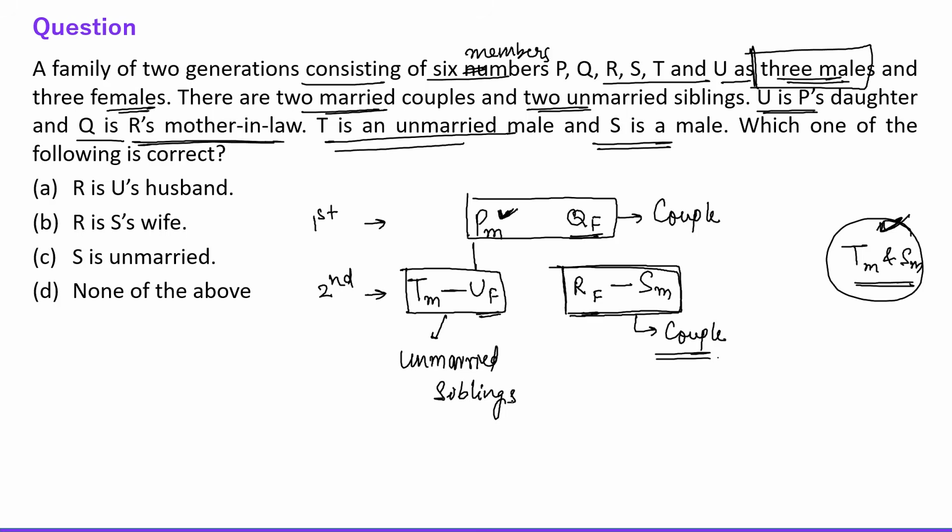Now what is the question? Which of the following is correct? R is not U's husband. R is S's wife. Yes, this is the correct answer. R is S's wife. So now let's move to the other question.